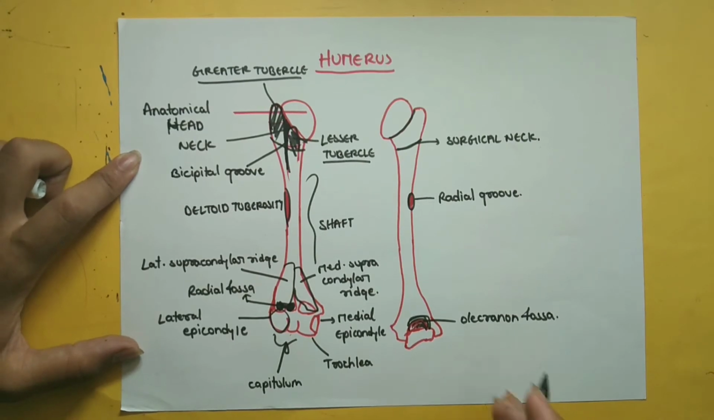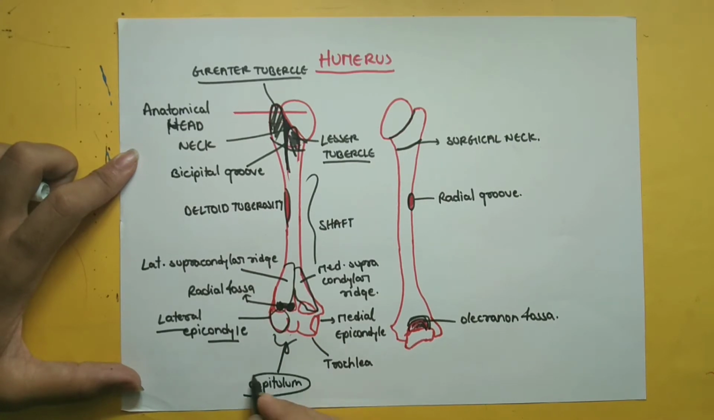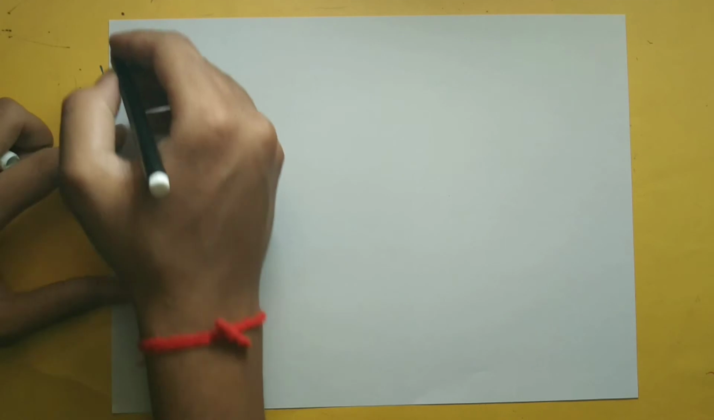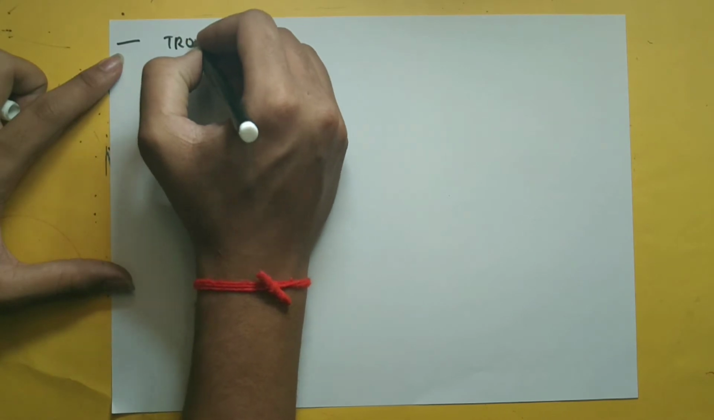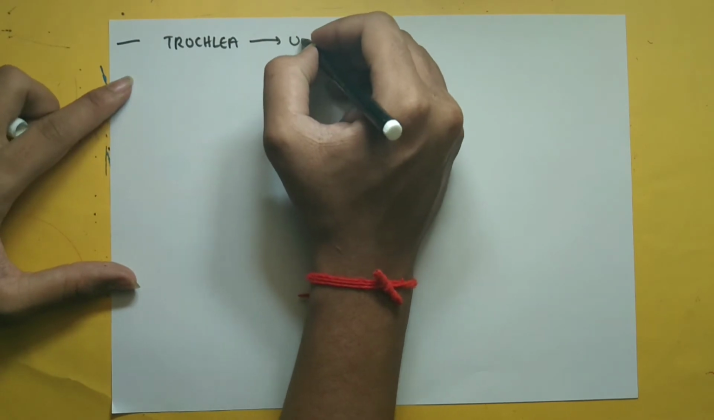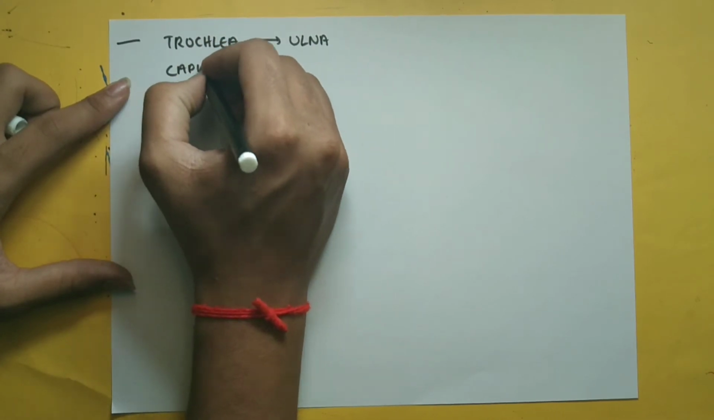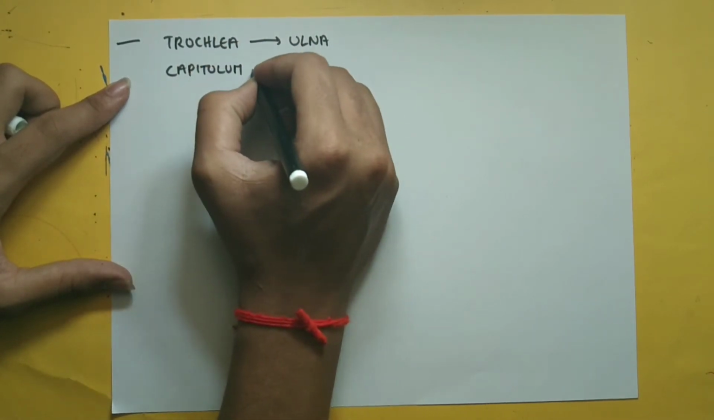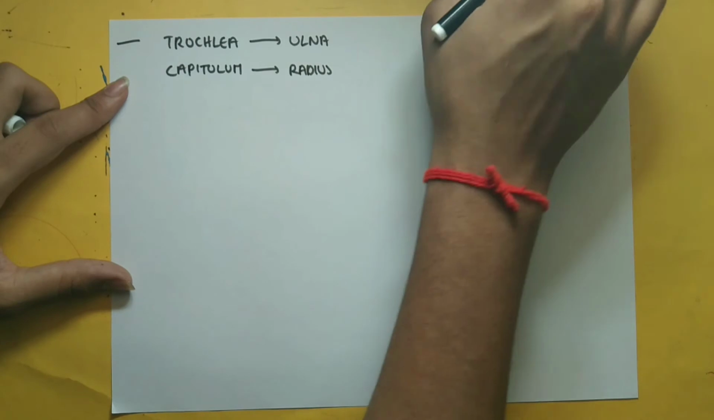So let's have a look again at this diagram. The lateral part of condyle is called the capitulum, and the medial part of the condyle is called the trochlea. So trochlea helps for the attachment of the bone ulna to humerus. And what does the capitulum do? Capitulum helps for the attachment of radius to humerus.